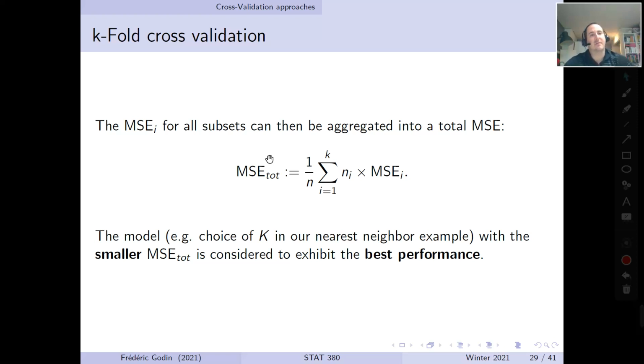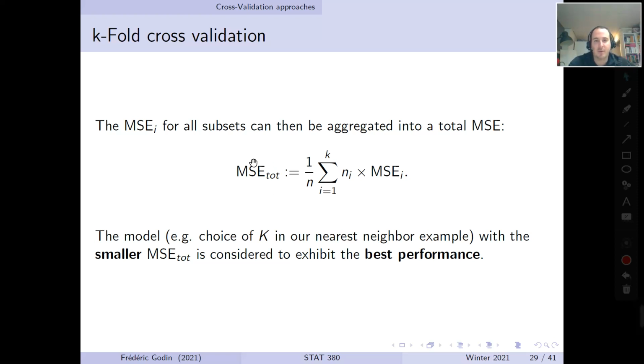So if we go back to our previous example where we have k nearest neighbors and we try to find the suitable value of capital K, which is the number of neighbors to use to form the best prediction, we would choose capital K so as to minimize this total MSE, which is an out of sample mean square error. So the best capital K would be the one which minimizes this out of sample mean square error based on small k-fold cross-validation.